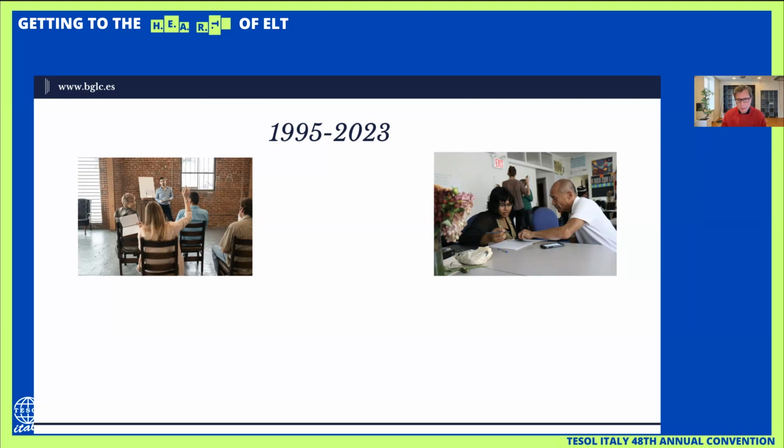And therefore, I basically have a lot of experience of observing English teachers from around the world, because people come to Barcelona to do the diploma from all over the world. Some very experienced teachers, some not so experienced teachers, but I basically have some 28 years of experience tutoring English teachers. So there's a wealth of experience there.